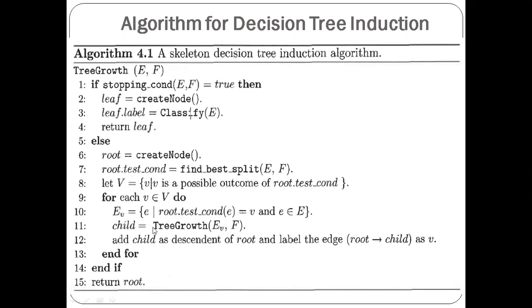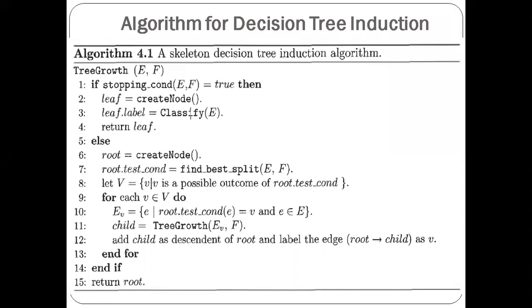Okay, so E_v is equal to the set of E such that root.test_condition(E) equals this attribute value, and this E belongs to the set of training records. So we have found the path, or the records that belong to each of the paths here. Again, all of those records on the path may contain records that belong to more than one class.